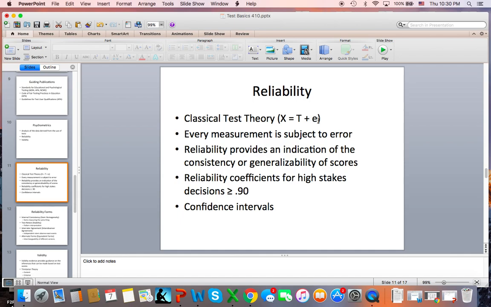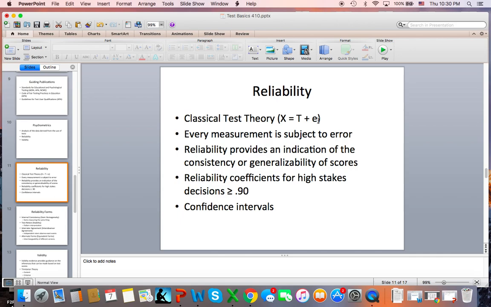There could be numerous forms of error. It could be environmental error, in that maybe the lights are too low and they couldn't see the materials. Maybe it was too loud in the room next to them, so the student couldn't concentrate. It could be score error. Maybe the assessor wrote down the wrong answer. Maybe the assessor calculated the numbers wrong. Any number of things could result in error affecting an individual's true performance on a test.